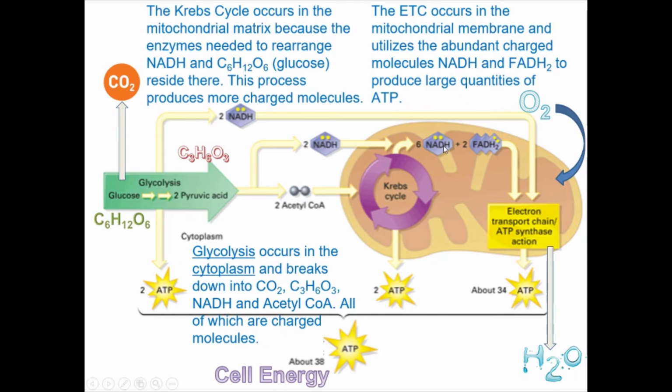Because remember, all energy in your cells is stored in chemical bonds. By breaking all of these bonds between the hydrogen molecules and these electron transport molecules, you're producing a bunch of energy that's going to be used to produce ATP.